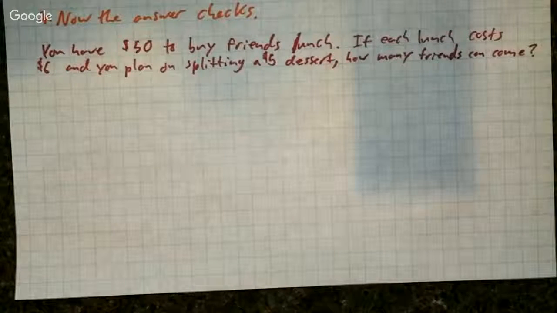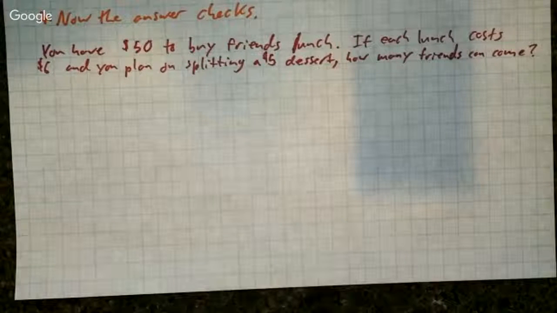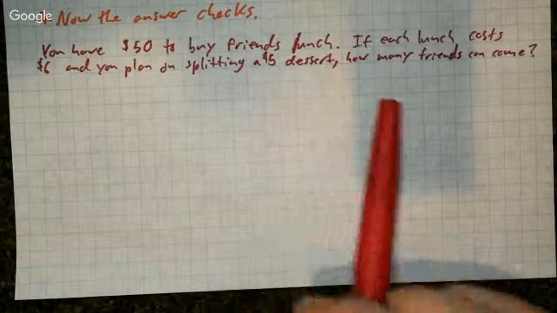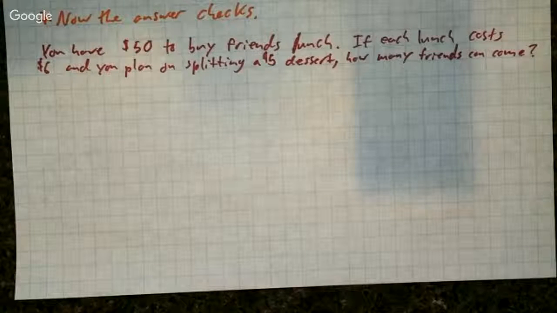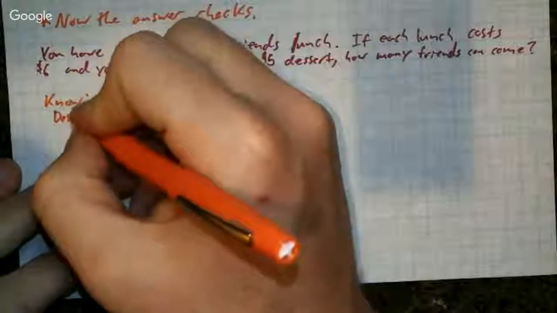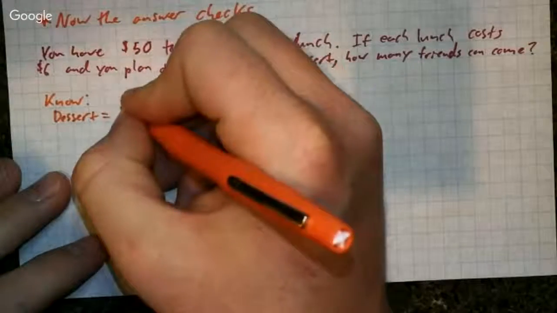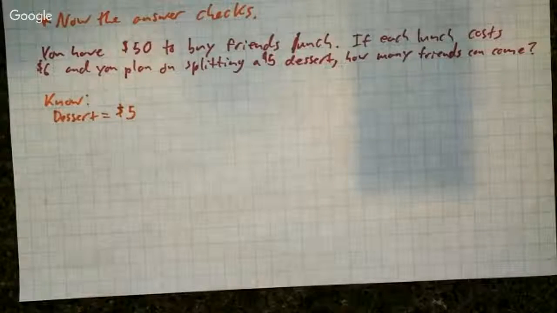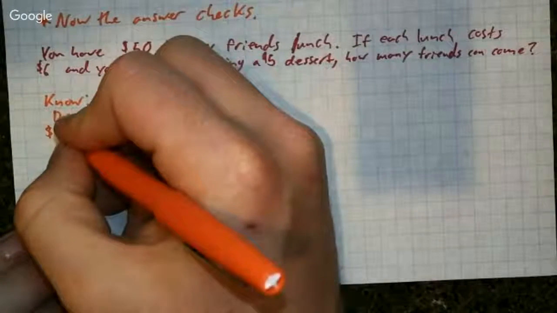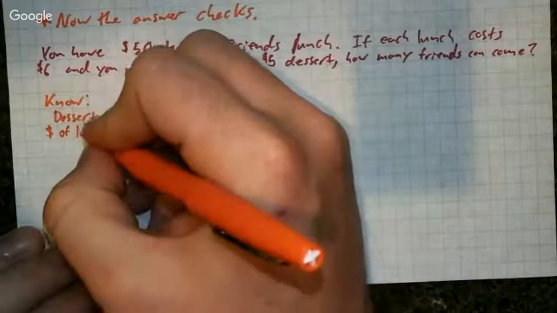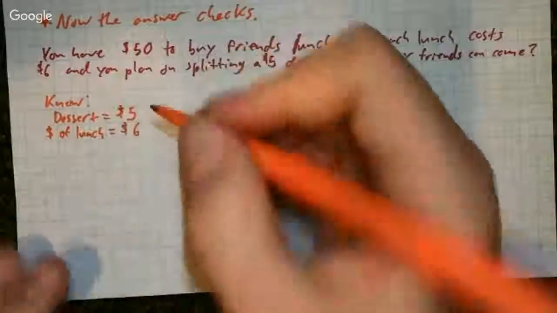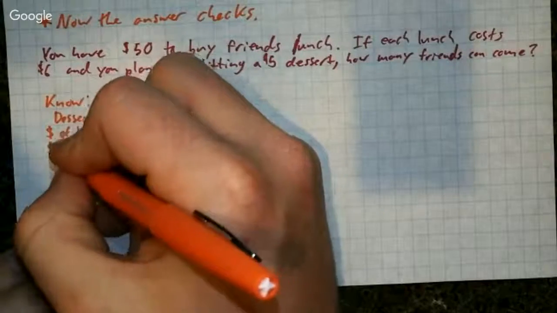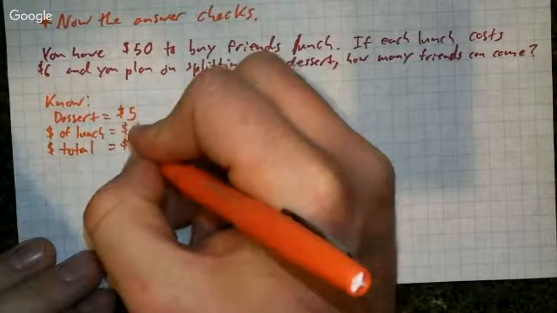Okay, so here's a real world problem. You have $50. You're going to buy your friends lunch. If each lunch costs $6 and you plan on splitting a $5 dessert, how many friends can come before you run out of money? Okay. First thing we need to find is what we know. Okay, so what is it that we know? We know the dessert. The dessert equals $5. What else do we know? We know the amount of money it costs for each lunch, which is $6. We also know the total amount of money we can spend, which is $50.